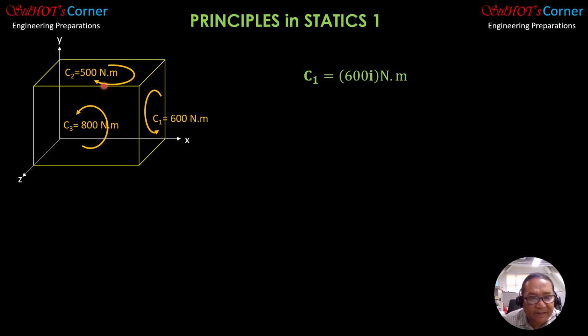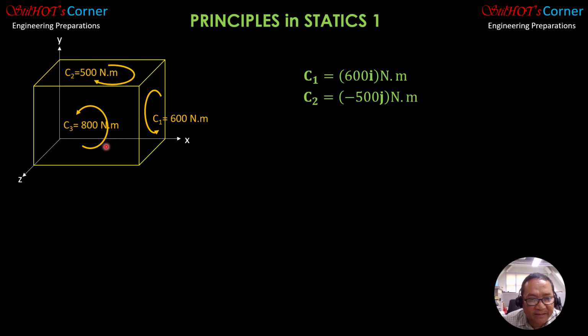Likewise, for couple 2, the positive sense of moment about the y-axis is in that sense. And this couple here, the curling of your forefingers would be in that sense. But this is opposite to the positive sense of moment about the y-axis. Therefore, this is negative. So C sub 2 in vector form is negative 500j Newton meter.